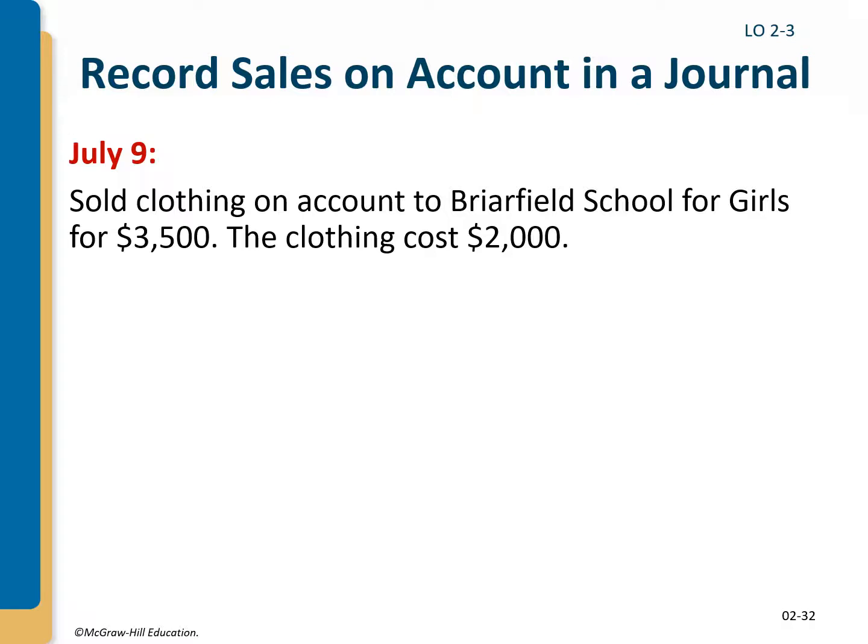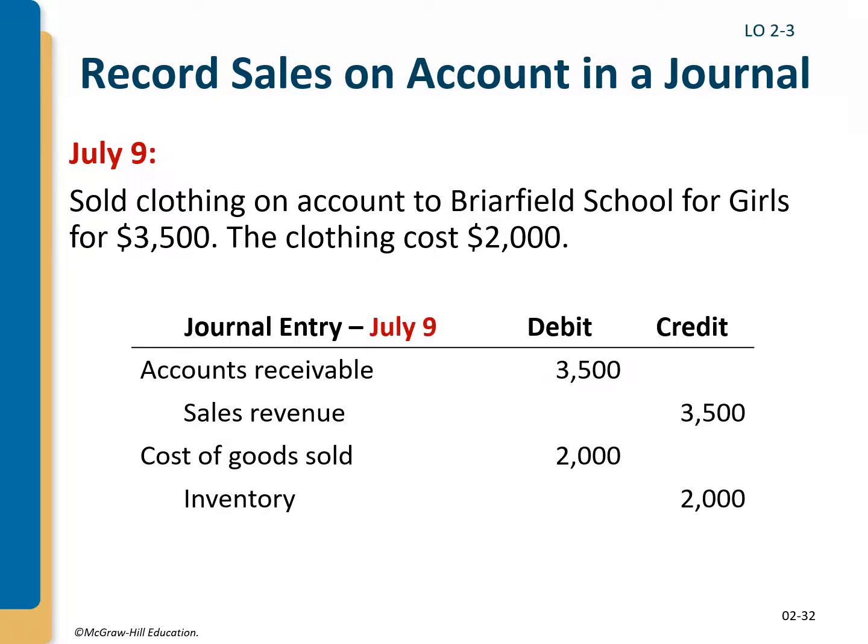Sold clothing on account to Briarfield School for Girls for $3,500. The clothing cost $2,000. Again, we have two distinct journal entries here, one to record the sale and one to record the expensing of the inventory that was sold. Now this was on account, so Briarfield owes us $3,500. So we want to increase the asset accounts receivable. Remember, that's where we keep track of amounts customers owe us. And we want to increase sales revenue because that's why they owe us the money.